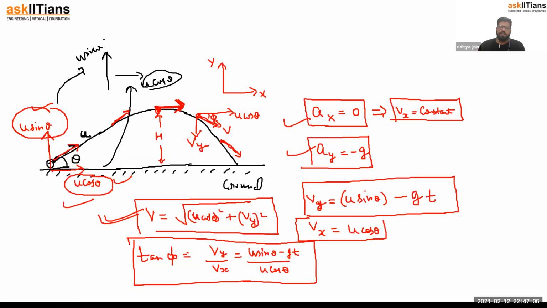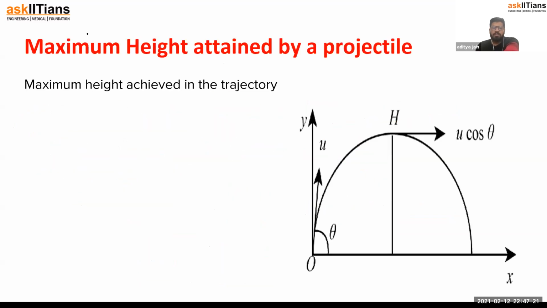That is what I want to say, that if you try to solve the problems of projectile by bifurcating into two perpendicular directions, that is, one horizontal and another vertical, then it will make things simpler for you. Now these things we will see while deriving some basic terms associated with projectile.